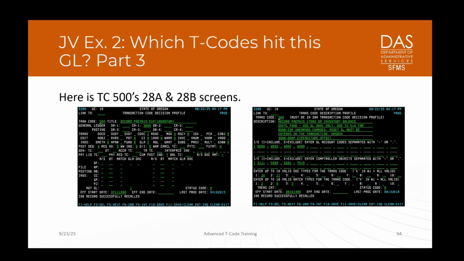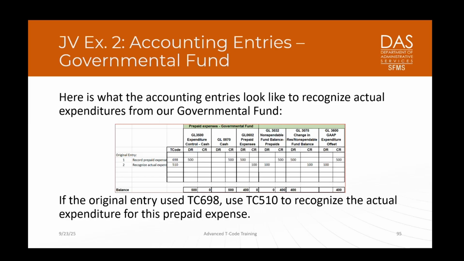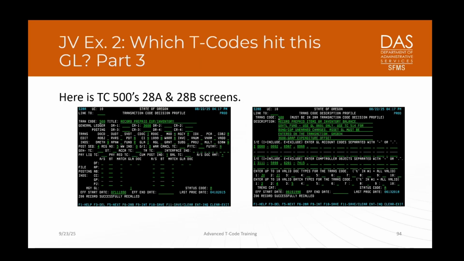We can use this T code, and let's map it out. In 28B screen, it identifies you can use T code 510. Let me go back, sorry. We did 500.